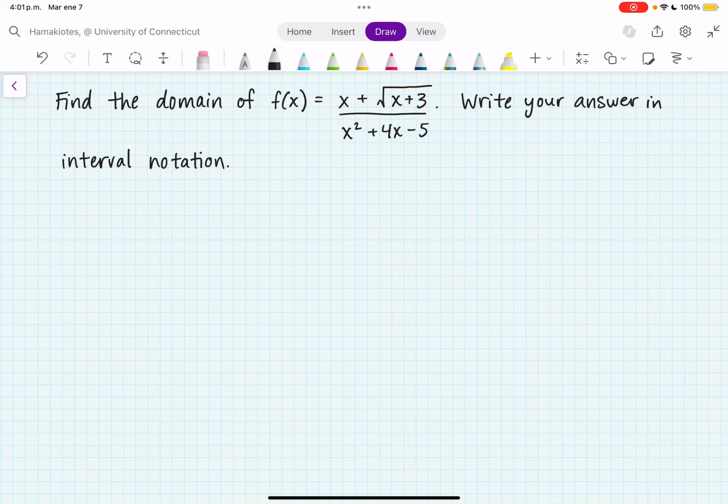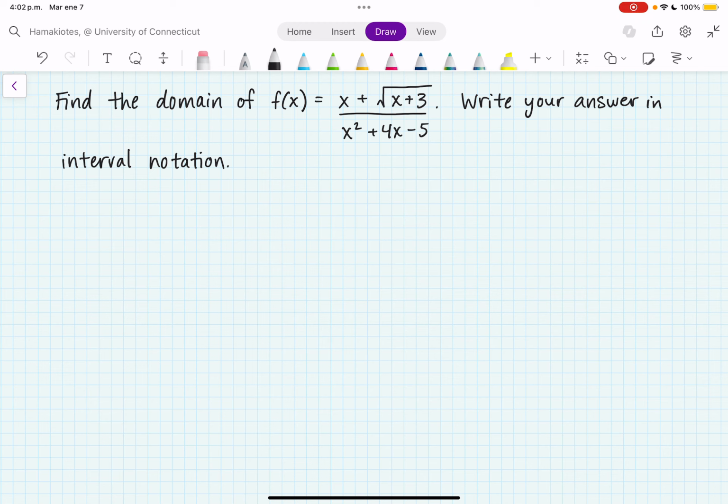In this video, we are going to find the domain of the function f of x, which equals x plus the square root of x plus 3, all over x squared plus 4x minus 5. And we're going to write our answer in interval notation. So we want to find the domain of f of x, which means that we want to find all the possible x values that we can put into the function.